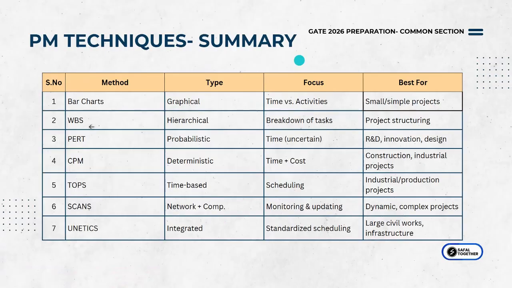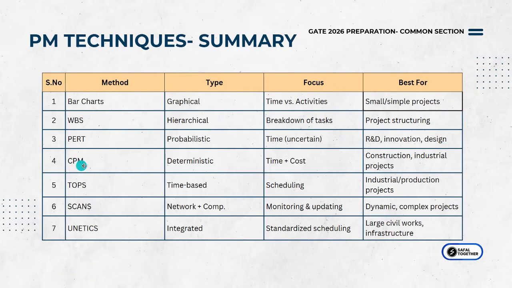Okay. The work breakdown structure is hierarchical. You have a breakdown of tasks. It helps you structure the project. PERT is a probabilistic model where it helps you identify time which is uncertain. It's used in R&D, innovation, design, something that's not been done before.